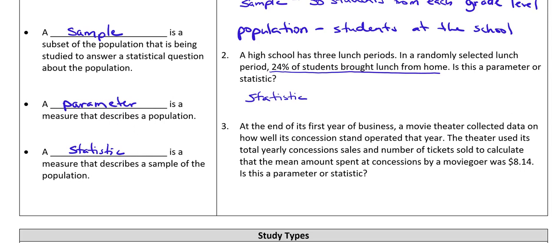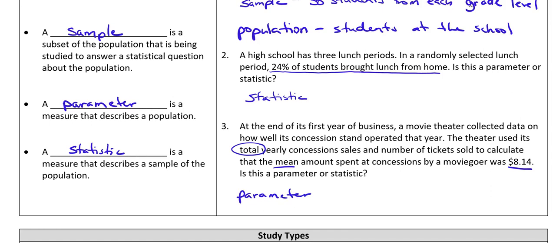Okay, now look at number 3. At the end of its first year of business, a movie theater collected data on how well its concession stand operated that year. The theater used its total yearly concession sales and numbers of tickets sold to calculate that the mean amount spent at concessions by a moviegoer was $8.14. Is this a parameter or a statistic? So we can see that they found the mean for moviegoers was to spend $8.14. Well, because they took the total yearly concession sales, so they looked at every single sale that they sold. So the sales from the concessions and the number of tickets sold, they could look at every piece of their data because they track that. This is a parameter.